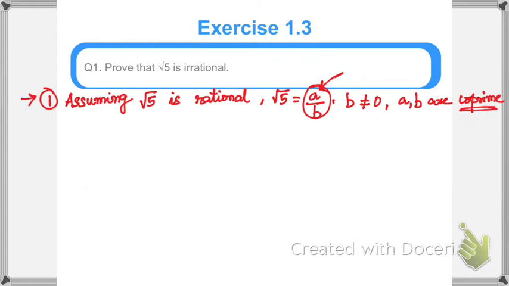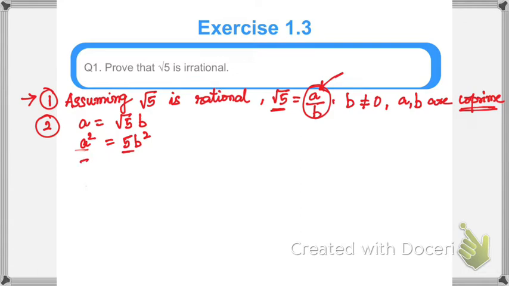Okay, so since this root 5 is equals to a by b, we can write it as, in step number 2, a is equals to root 5b. So from here you can also write, squaring on both sides, a square is equals to 5b square. So a square is divisible by 5, that is why we can write that 5 is a factor of a square.